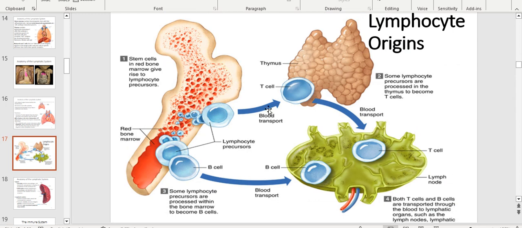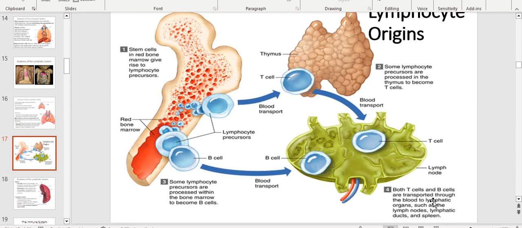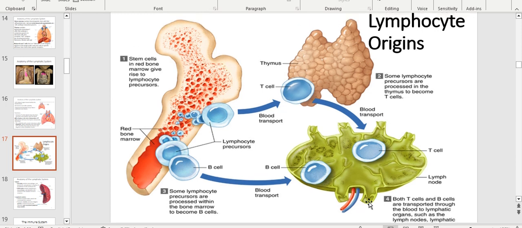Some lymphocyte precursors are processed in the thymus to become T cells. All right, so these are your lymphocyte precursors, and these are B cells. These are going to be T cells here. The T cells go to the thymus to mature. Some lymphocyte precursors are processed within the bone marrow to become B cells, and these B cells go directly to the lymph nodes. Both T cells and B cells are transported through the blood to lymphatic organs such as lymph nodes, lymphatic ducts and the spleen. So this is the life cycle, and we'll get more into B and T cells as we get on in the PowerPoint presentation.